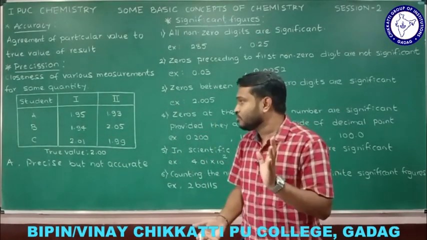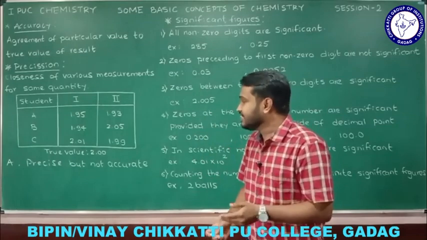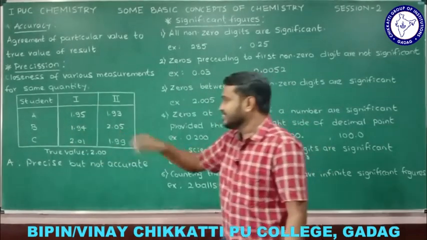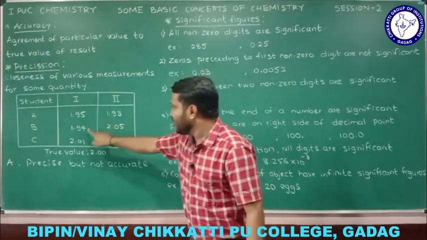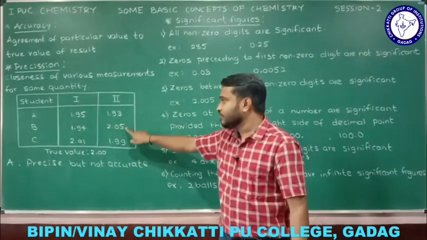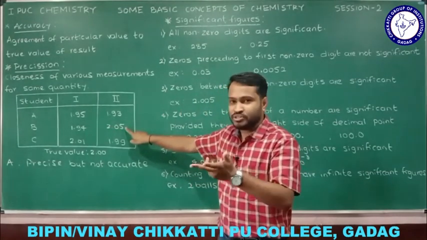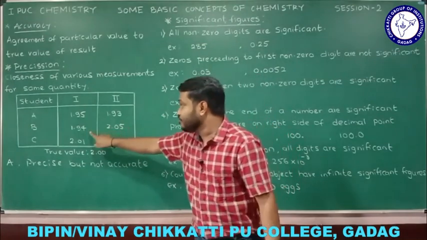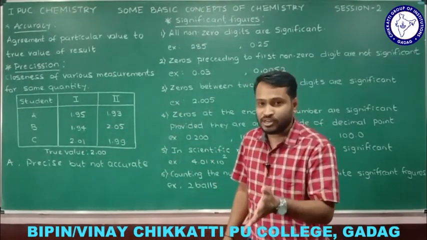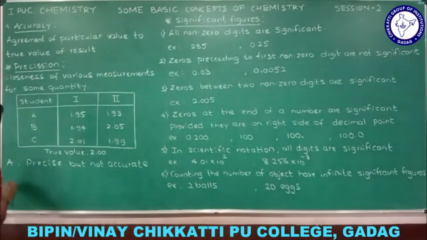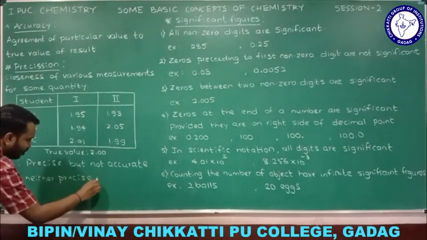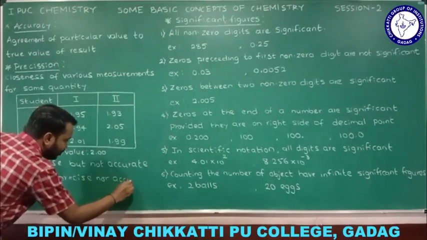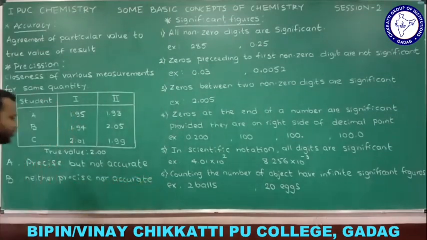Okay, and now we'll discuss the precision. Whether you are going to get the precise reading or not. Student B and the precision, I told you should not compare with the true value. So reading 1, reading 2. So 1.94 and 2.05, are these readings nearer to equal to each other? No, they are far away. Therefore what I am going to say is here there is no precision also. So the final statement I am going to write for student B is: the readings are neither precise nor accurate. So that is about student B.